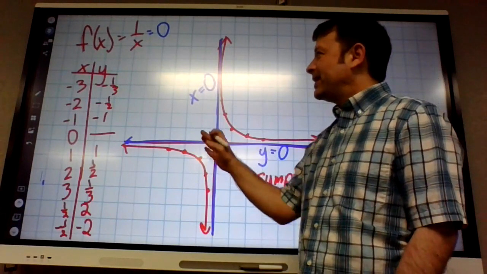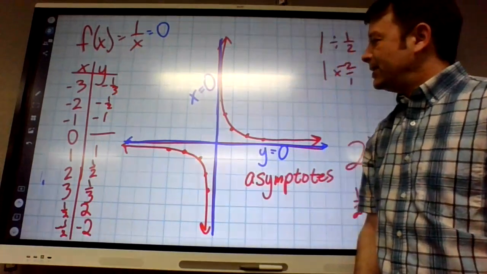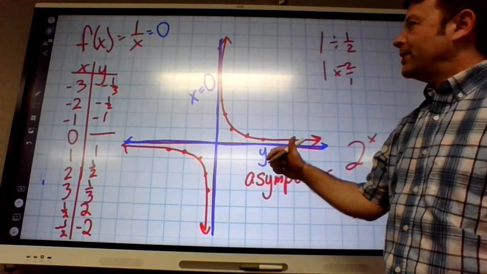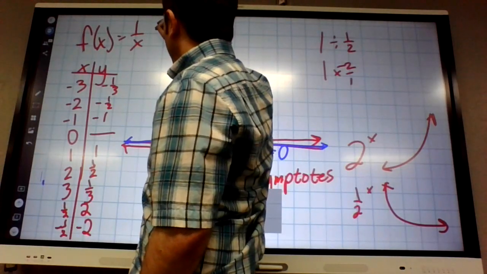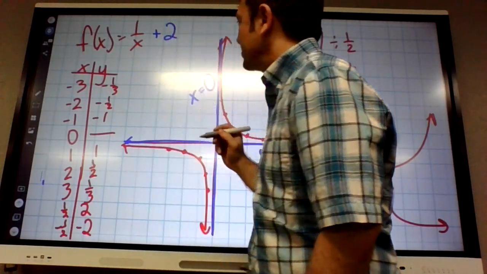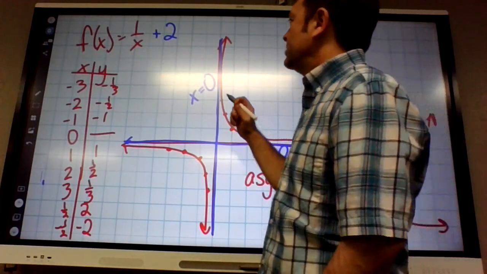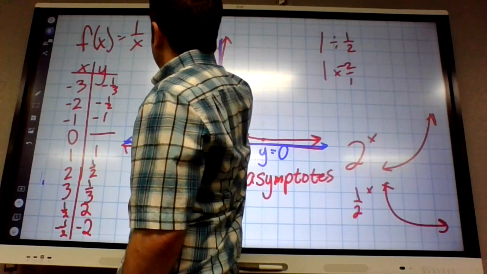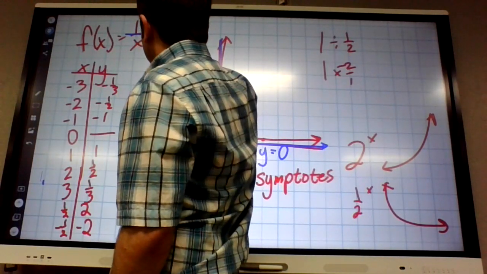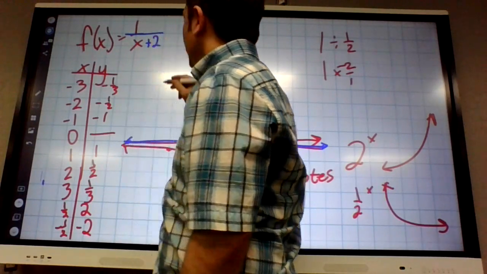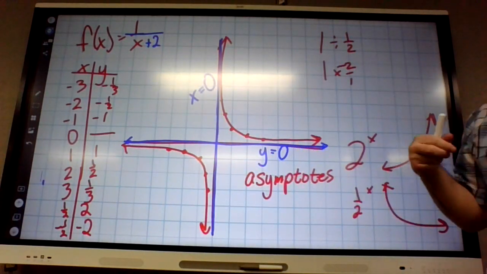So this is kind of like the starting basic graph, and then you can shift these graphs around. Let's see if you guys can guess. What will happen to the graph if I do this? Up 2 is correct. How could we make it go left 2? Plus 2, directly on the x. You could put parentheses, but that makes it go left 2.